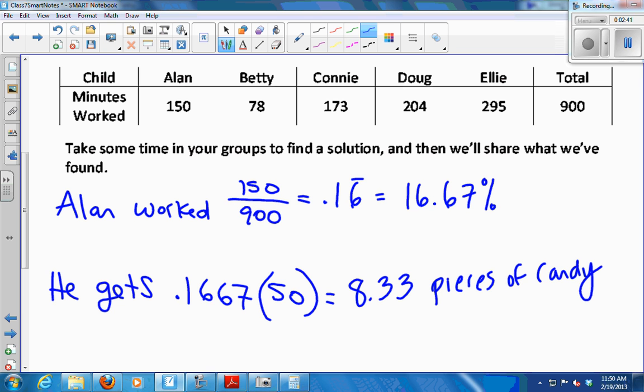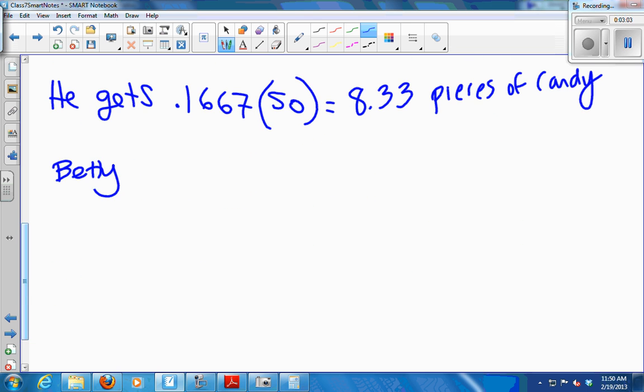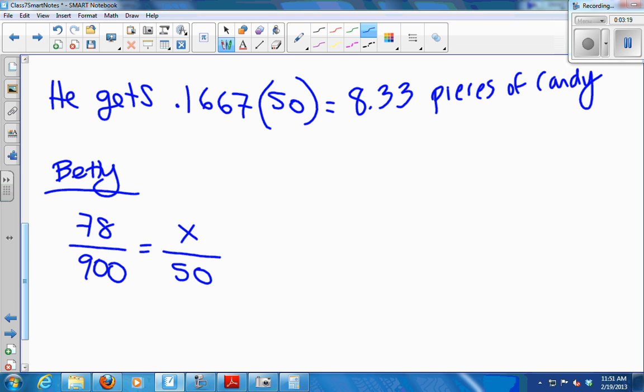Yes. Yeah, there are lots of different methods. I'm going to go through each one. Okay. So this is the percentage method, very popular among you. So another way that I saw was to use a proportion. So Betty, for instance, we do a proportion part to whole equals part to whole. So Betty did 78 of 900 minutes. And that means, okay, so this is part of work to the whole amount of work. What part of the candy should she get if the whole of the candy is 50?